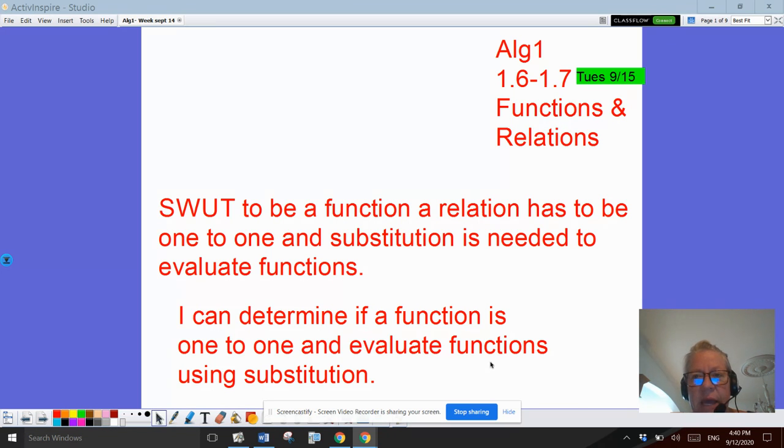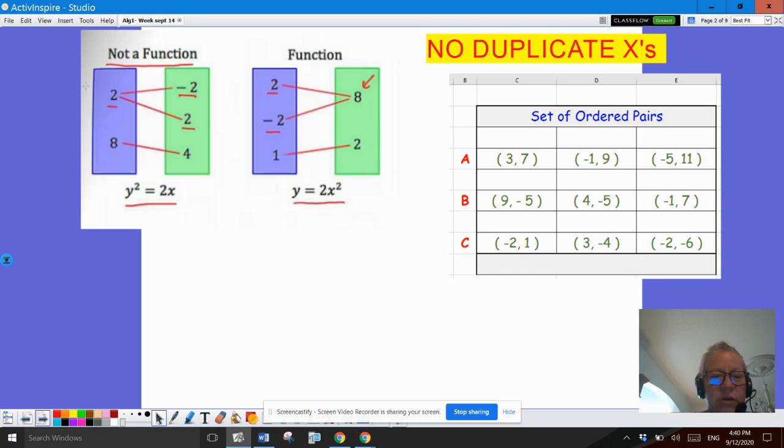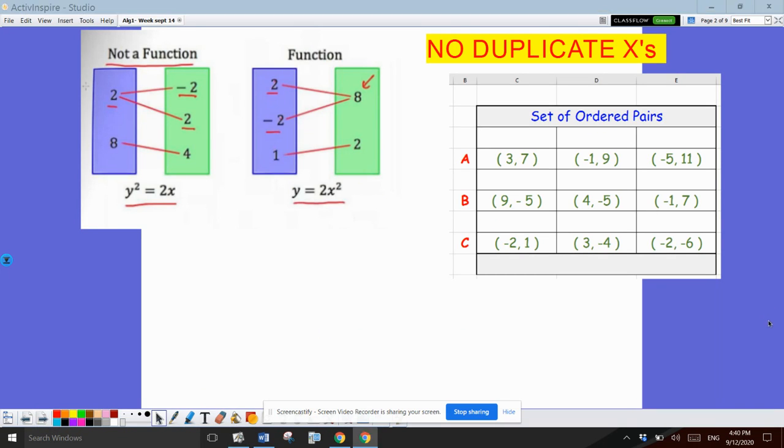So let's go over some of the things that you should have gotten out of your lesson yesterday, when we were talking about a function from a relation and whether or not it's a one-to-one function. There were a couple things that we needed to pay attention to. The really big thing to be a function is there cannot be any duplicate x's. No duplicate x's. That means none of the x's can be the same.